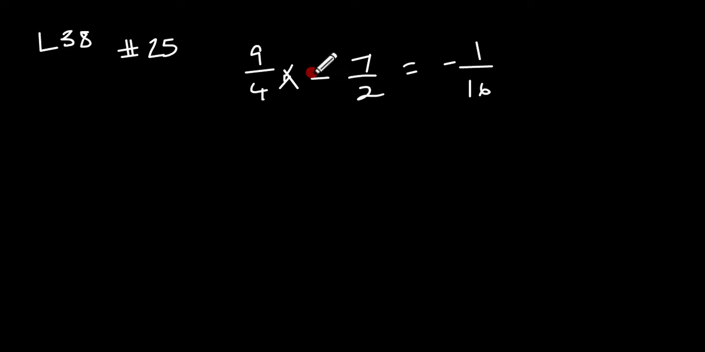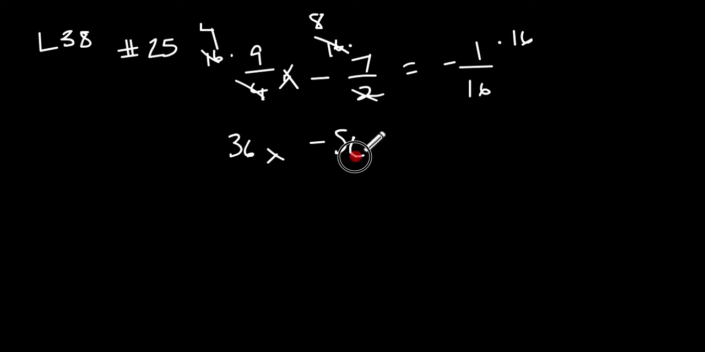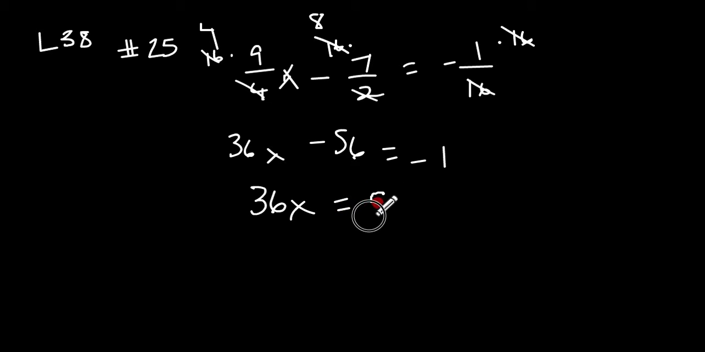So I'm going to multiply every term by 16. 16 for you, 16 for you, and a 16 for you. 4 goes into 16 4 times, so we're going to get 36x. 2 goes into 16 8 times, so we're going to get negative 56. And 16 goes into 16, and we're still going to end up with that negative 1 there. All right, and then we're going to get 36x, add 56 to both sides, and we're going to get 55. And our final answer is x equals 55 over 36.